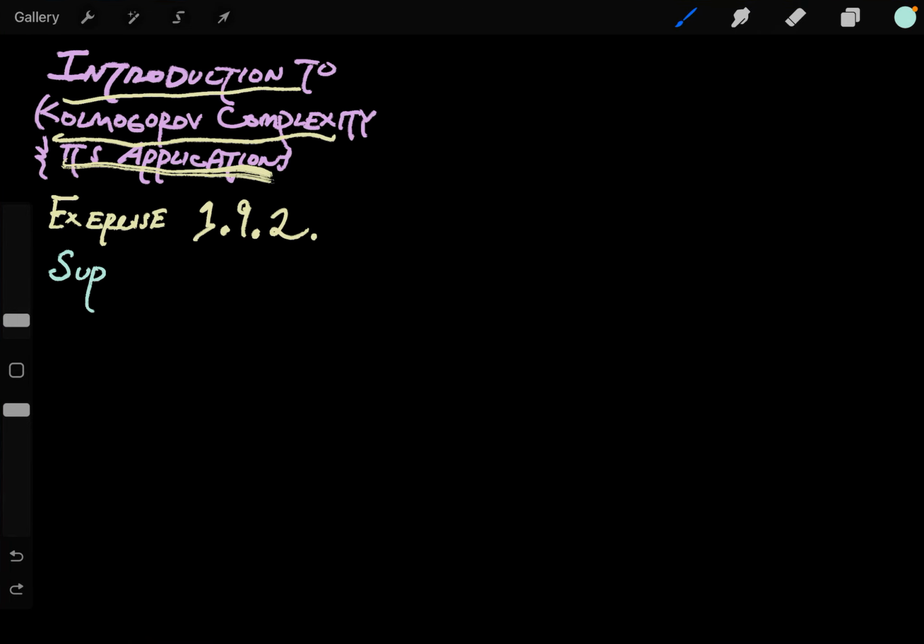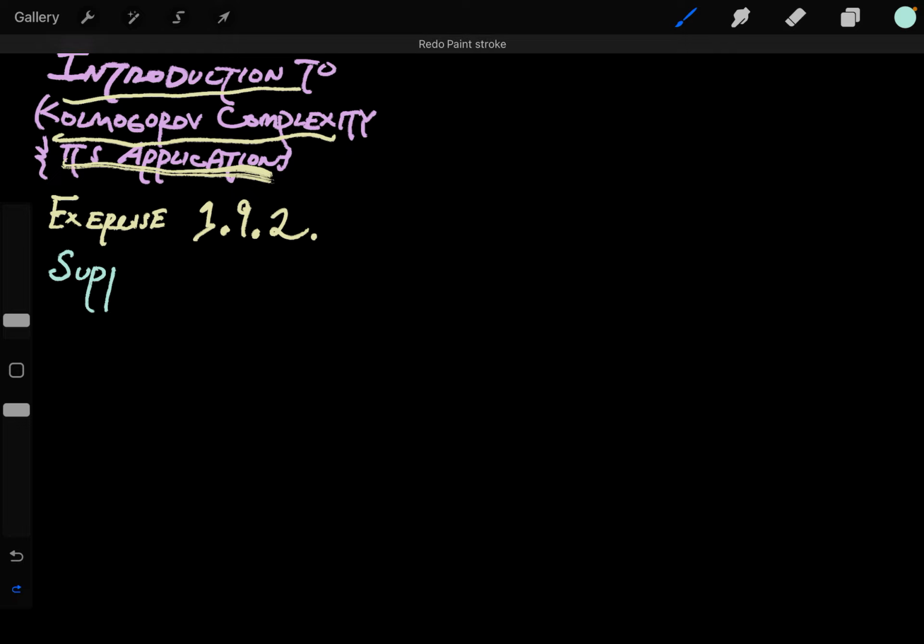So I've been reading Introduction to Kolmogorov Complexity and its Applications, and I came across this exercise, which is in Chapter 1, Section 9, Exercise 2.